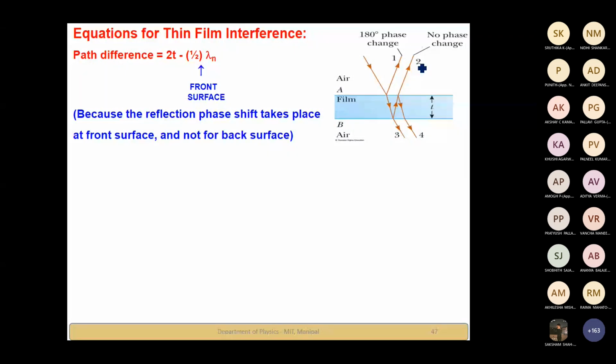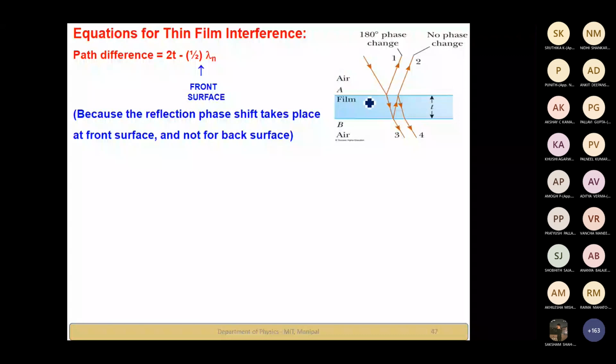That is once, the first, compared to which ray 2 travels twice, right? Am I right? Two times it travels in the film. So it is 2 into T. And this is the front surface of the film and this is the back surface of the film.